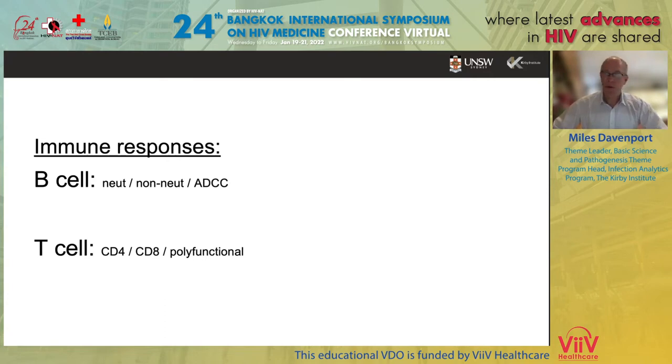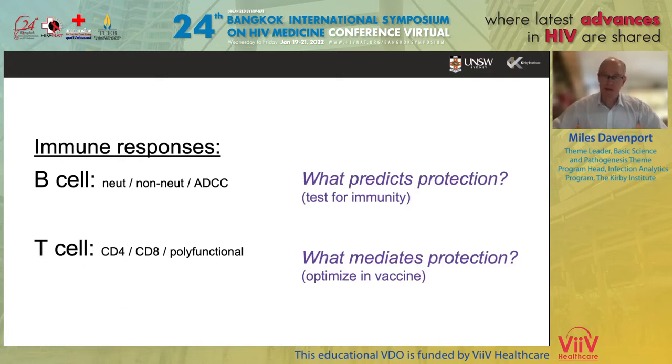So when presented with a new infection, we would like to know which of these is most functional, for two reasons. One is we'd like to know what predicts protection. How might we test if someone's immune? If something predicts protection, it doesn't necessarily mean it is the molecule that mediates protection; it could just be well correlated with it. So a separate question is what mediates protection, and what might we want to optimize in a vaccine? We might refer to the first as a surrogate marker of immunity, and the second as a mechanistic correlate of immunity.